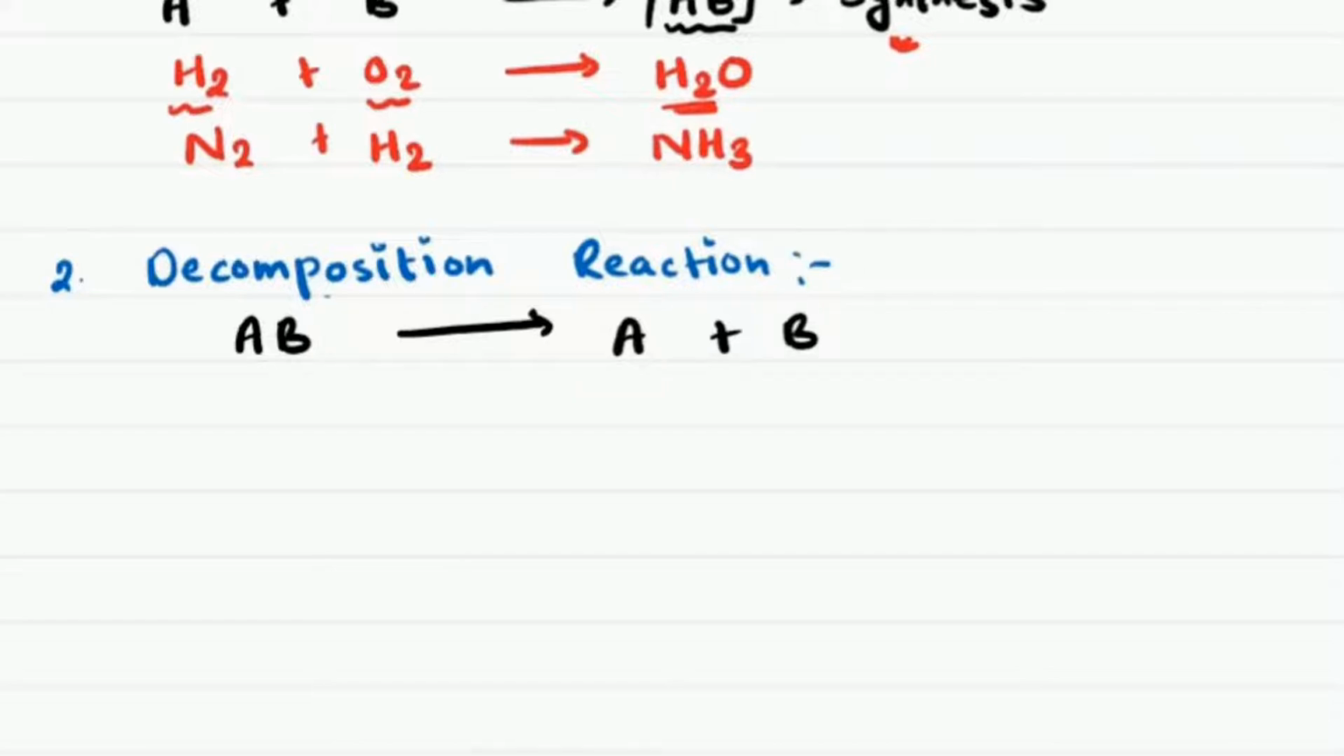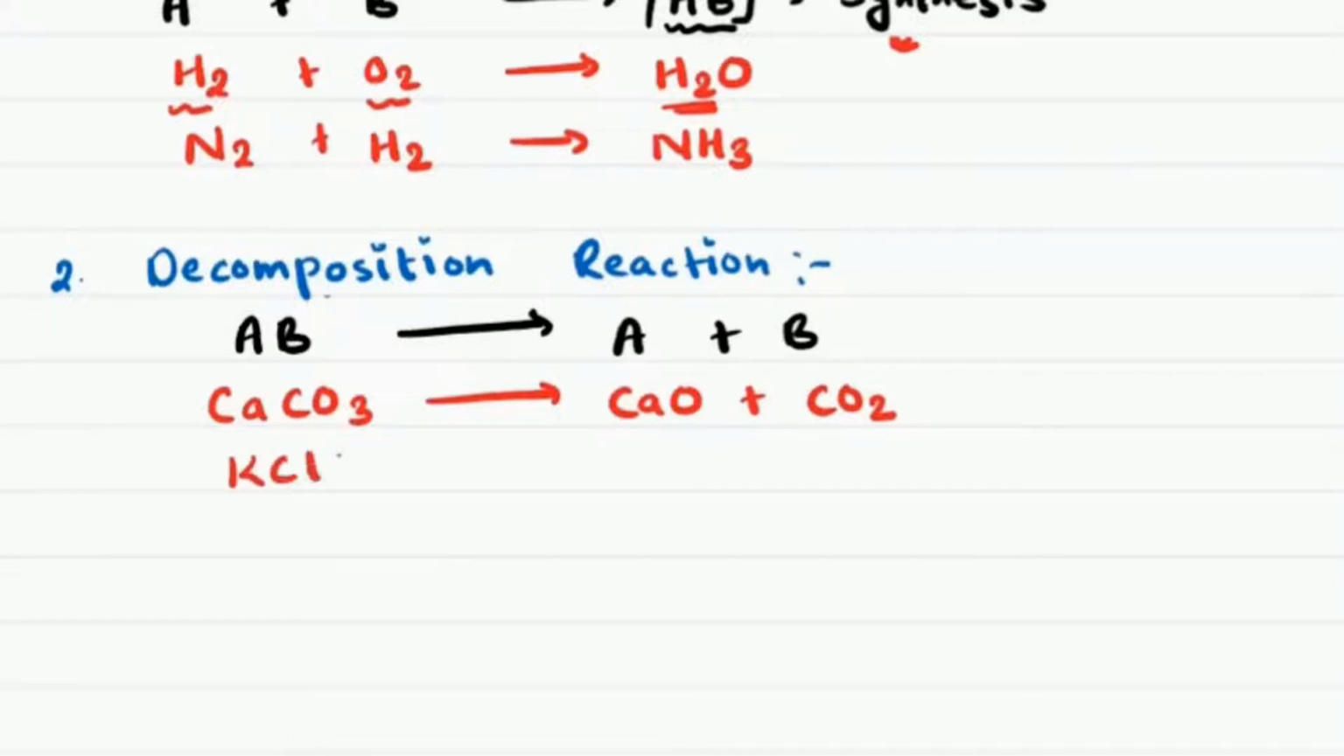Some of the examples of decomposition reaction are like calcium carbonate. When you heat calcium carbonate, it breaks down into calcium oxide and carbon dioxide, so it's being decomposed into two products. Or like potassium chloride, again, when you heat this, it's going to decompose into potassium chloride and oxygen, and that's our decomposition reaction.